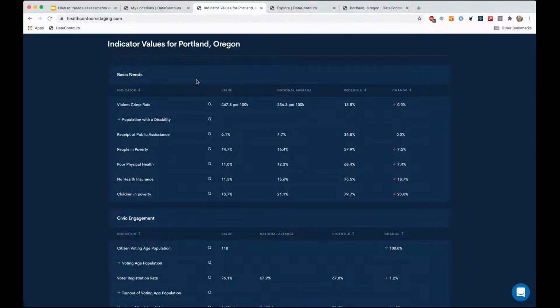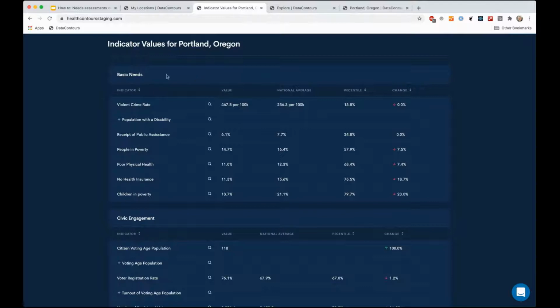This is one we really like. There's a lot of resources out there for those of you that are familiar with Community Commons. They've got a lot of great stuff on there about the 7 vital conditions. It's a really good way to organize these hundreds of indicators in categories that make sense for folks.